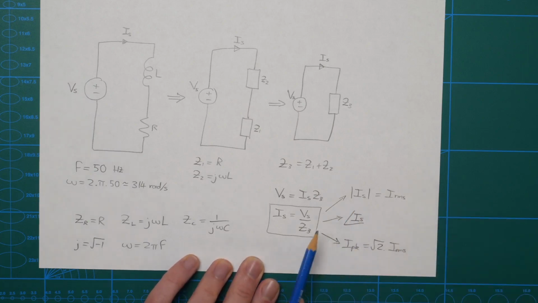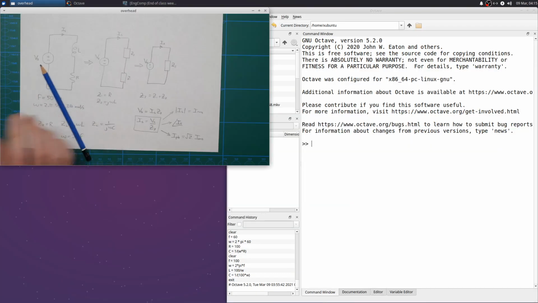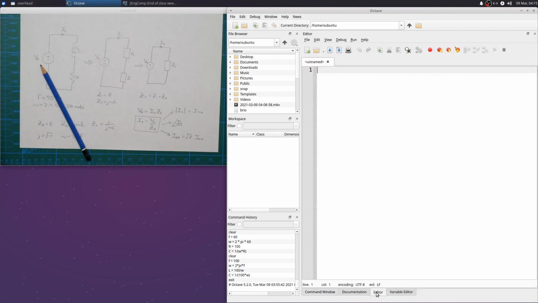So we're going to be able to get the three things that we need once we have Is. These are the three things we're asked for. So in Octave, I'm going to create an M file to solve this problem. Every time you write a program, whether it's an M file or any other type of program, you should begin with some comments to explain what the purpose of the program is, to identify your name and the date that it was last updated, that type of information. So I'm going to include that here.